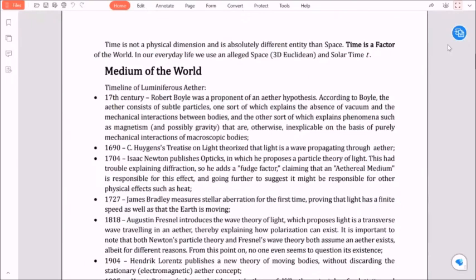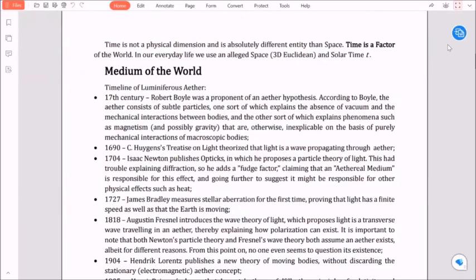Circa 1690, Huygens' treatise on light theorized that light is a wave propagating through ether. 1704, Isaac Newton publishes Optics, in which he proposes a particle theory of light. This had trouble explaining diffraction, so he adds a fudge factor, claiming that an ethereal medium is responsible for this effect, and going further to suggest it might be responsible for other physical effects such as heat.